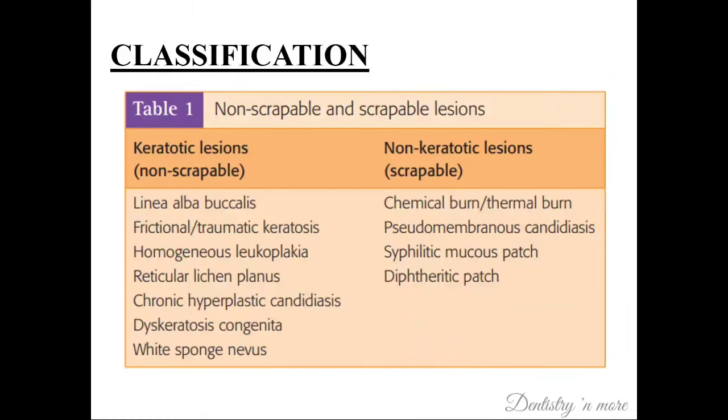Then the next classification is based on non-scrapable as well as scrapable lesions. The non-scrapable lesions are the linea alba buccalis, then homogeneous leukoplakia, reticular lichen planus, frictional keratosis, dyskeratosis congenita, white spongy nevus, and chronic hyperplastic candidiasis. The scrapable ones are the chemical burn or thermal burn, pseudomembranous candidiasis, the diphtheritic patch, as well as the syphilitic mucous patch.